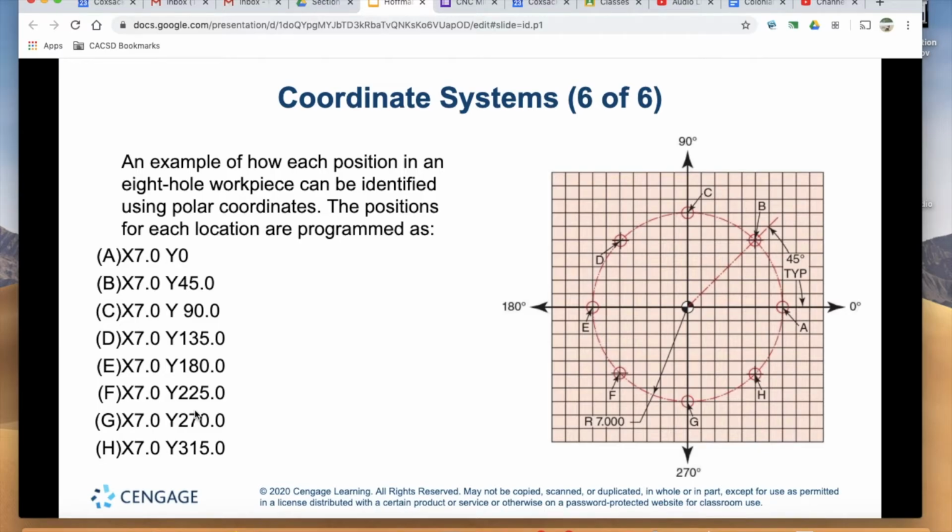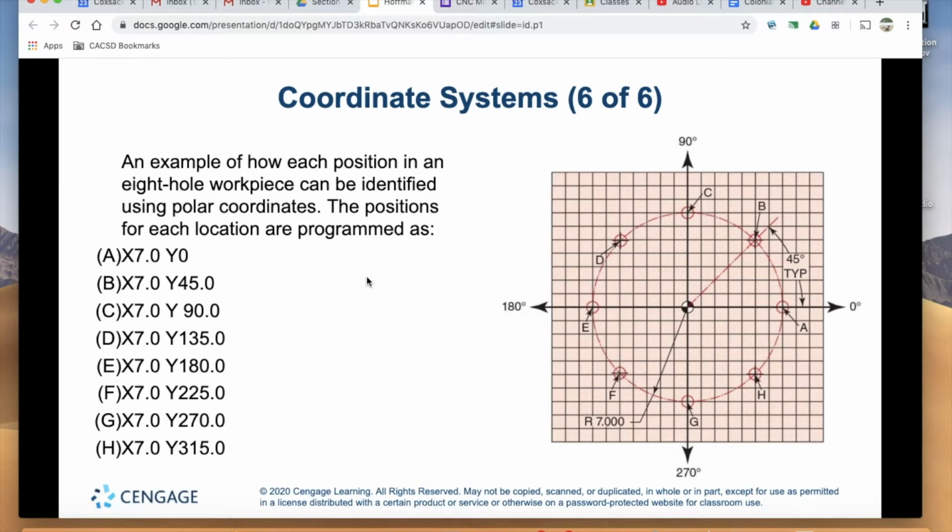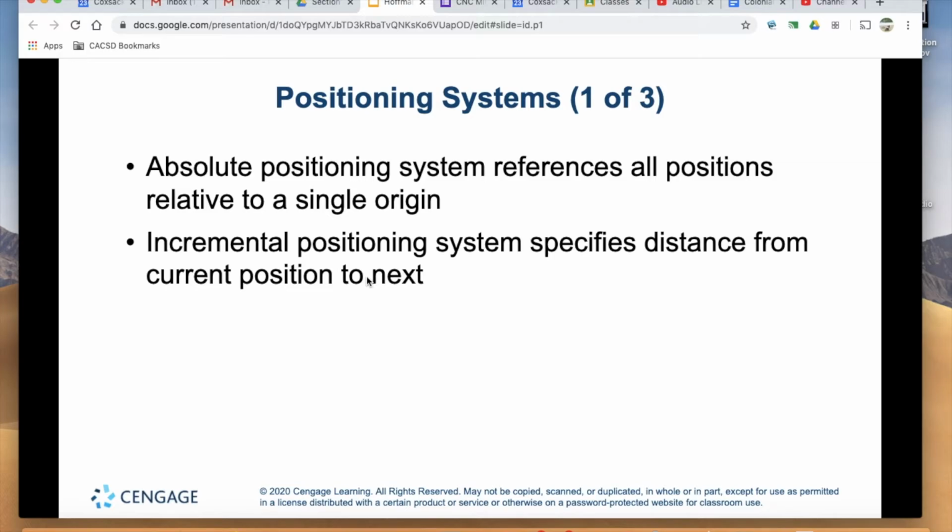Now, using this and expanding on it, we can represent, say, a bolt hole pattern on, say, a flange of some kind, and we can represent where those coordinates are using that polar system.